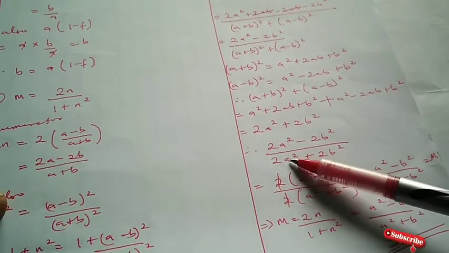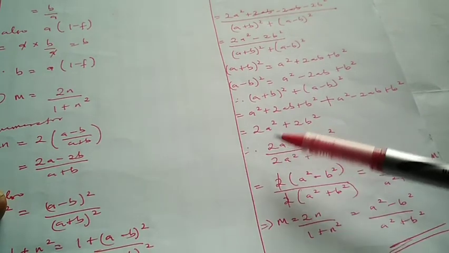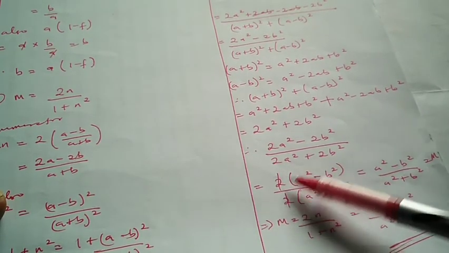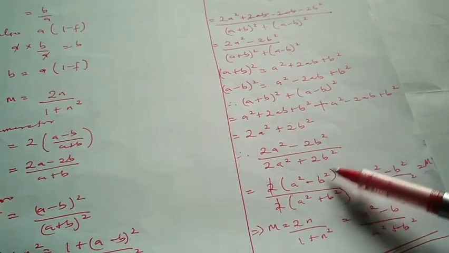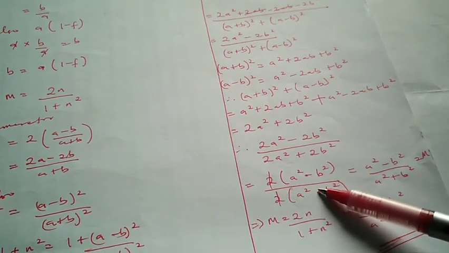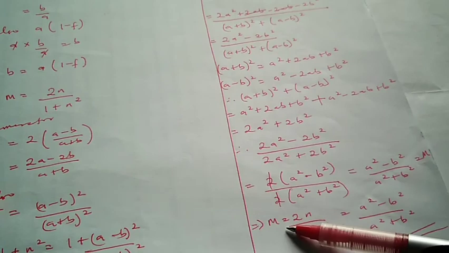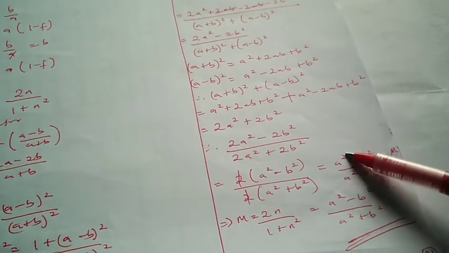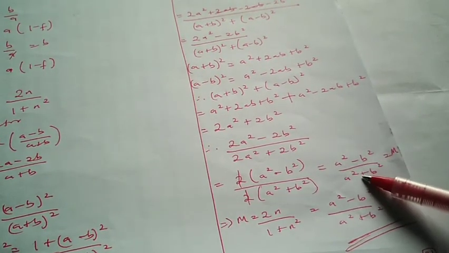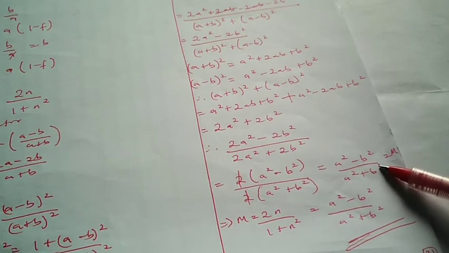So by the time we factorize, 2 will come out for both the numerator and the denominator. So we have what? 2 into a squared minus b squared, and we have what? 2 into a squared plus b squared. So these 2 will cancel out each other. Then we are now left with what? A squared minus b squared all over what? A squared plus b squared.